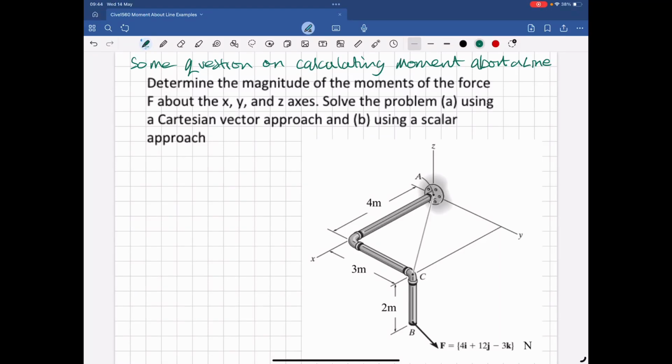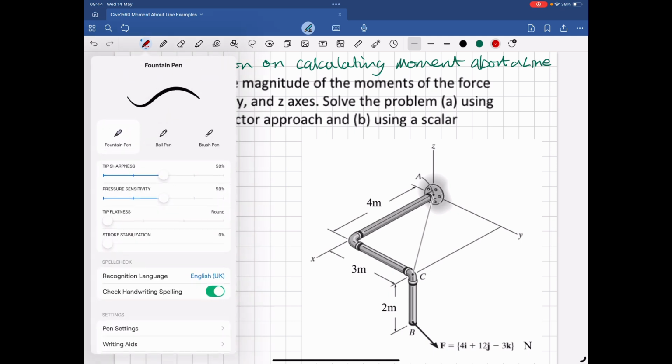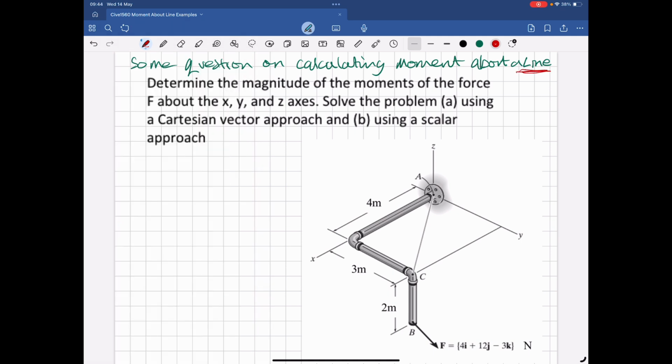Okay, I'm going to now show you 3 different questions on calculating the moment about a line. So this is the moment of a force about a line rather than a moment about a point.